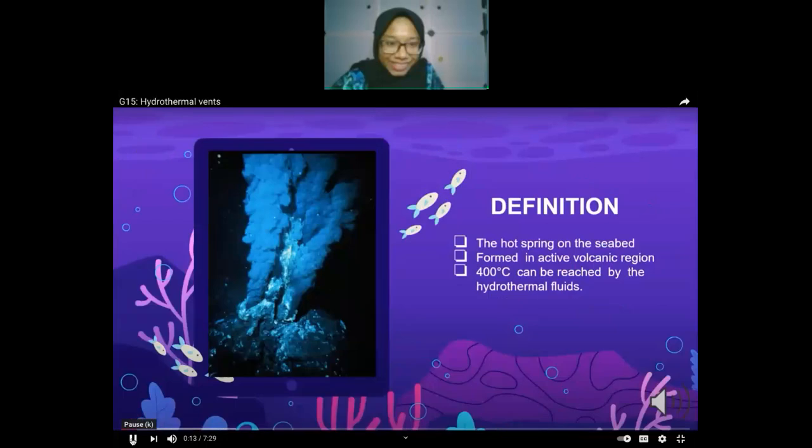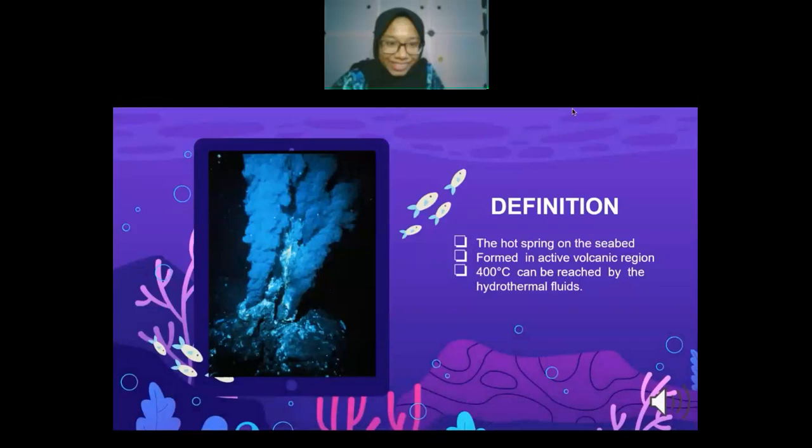Yes. Okay. To present about hydrothermal vents. A hydrothermal vent is like a hot spring on the seabed. The formation of a hydrothermal vent is at a place where the seawater meets with magma. The fluid of a hydrothermal vent can reach a temperature of about 400 degrees Celsius, but it does not boil the water because of the extreme pressure of the deep ocean.